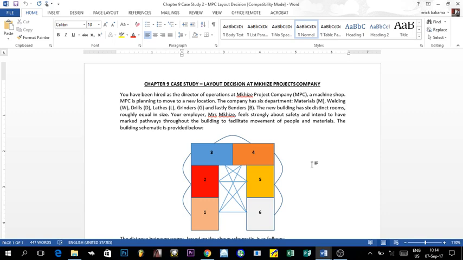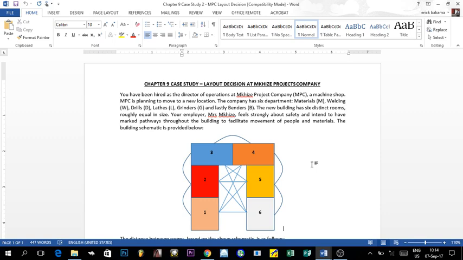So the first question that we'll be doing is about the layout decision, MPC project company. Now it says that you have been hired as director of operation at MPC project company, which is MPC. It is a machine shop. Now MPC is planning to move to a new location. The company has 6 departments, whereby we have the material, the welding, the drills, the lathe, the grinders, as well as the benders. Now the new building has 6 distinct rooms, roughly equal in size.